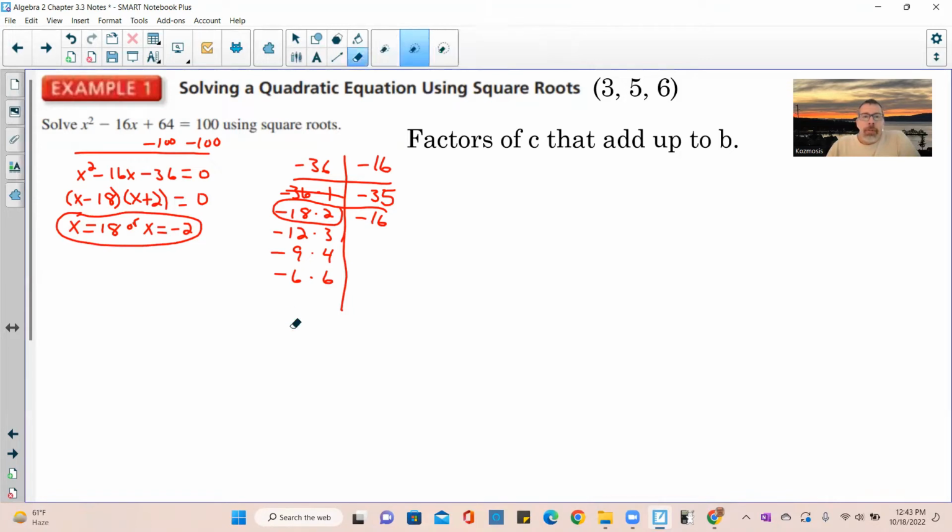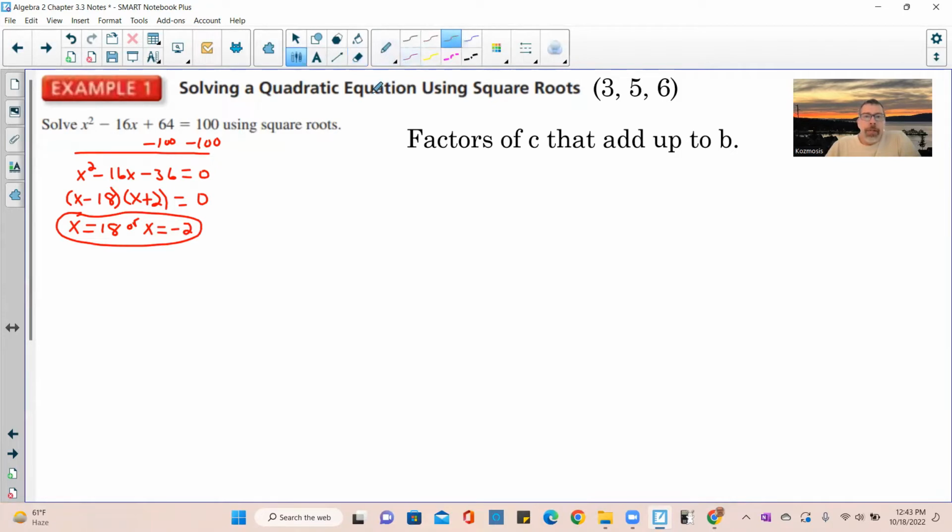All right, so now let me get this out of the way. I did not solve this the way they said. It said solving a quadratic equation using square roots. So I'm going to redo this again. x squared minus 16x plus 64 equals 100. So the key to this is still factors of c that add up to b.